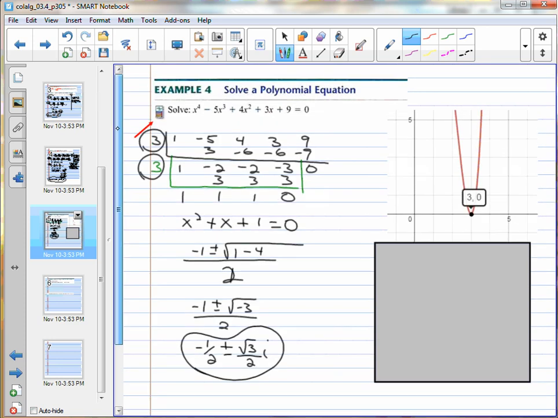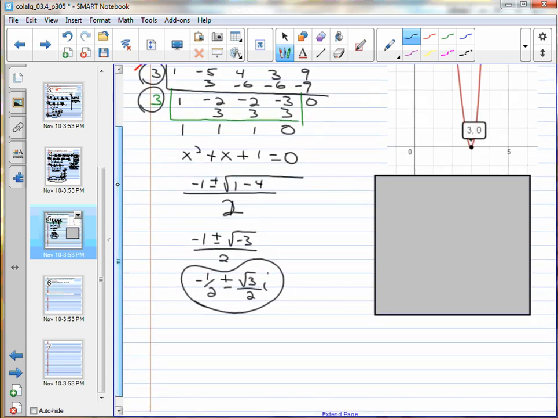What do they want us to do? Solve this? What are the solutions to this? When x equals 3, and when x equals negative 1/2 plus or minus the square root of 3 over 2i. There are answers to it. We're doing the same thing over and over again is what's going on here.